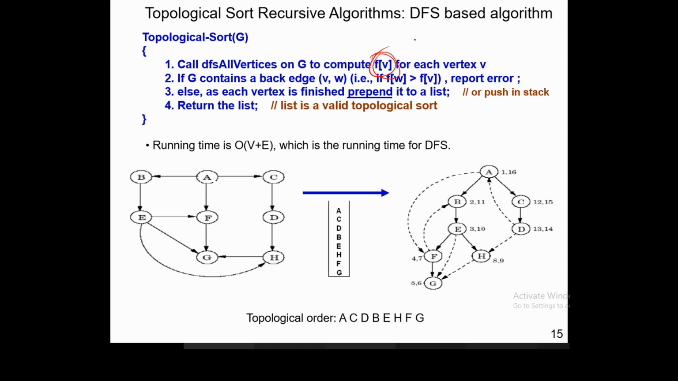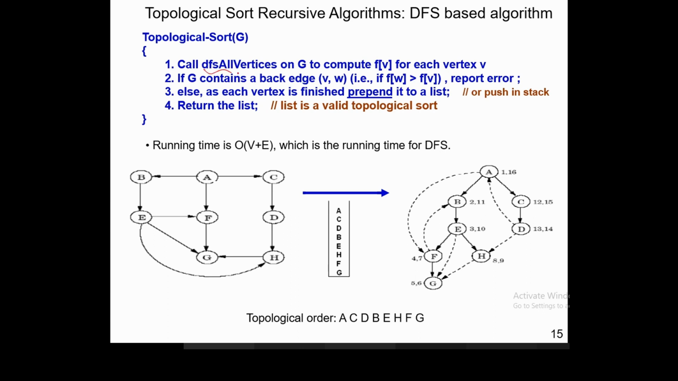So in the depth first search, or DFS, there are two timestamps. The first one is d(v) and the second one is f(v). The first is the discovery time of a particular node, and the second is the finish time of that particular node. Okay, so that was in the DFS traversal.